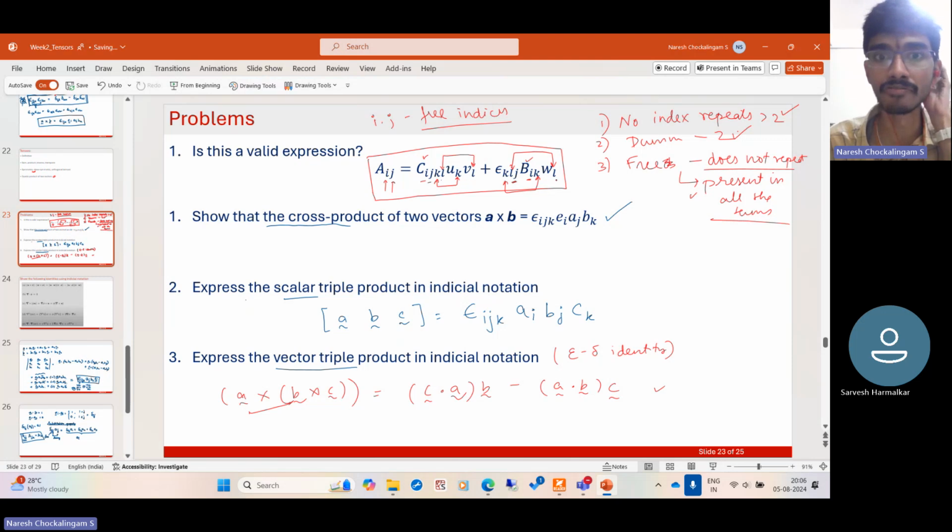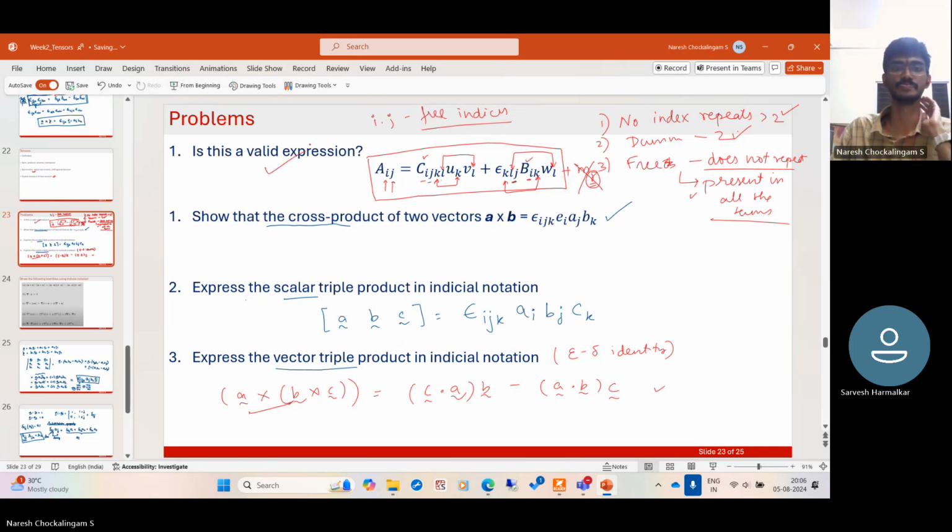And there are also no unknown free indices. If I just had another plus m k, m r or something like this, r would be an unknown orphan free index which does not appear on the left hand side. This is also not allowed. So these conditions are satisfied. So this is a valid expression.